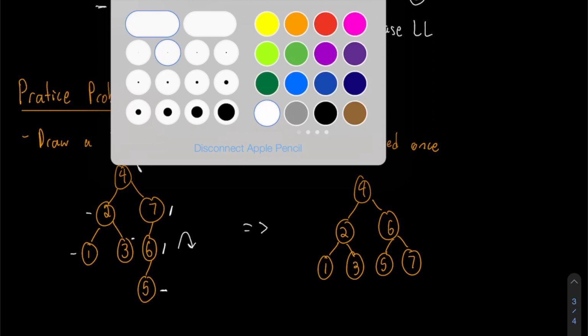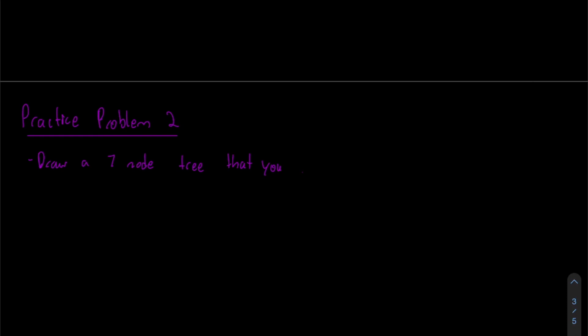Why don't we try to do another practice problem that's kind of similar? I'm going to change over to a purple over here. And this is basically the same, but in practice problem 2, what I want you to do is draw another 7-node tree that you actually have to rotate twice. So draw a 7-node tree that you need to rotate twice. All right, so pause the video, try to attempt this.